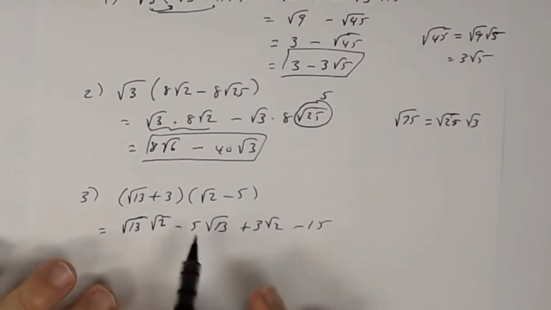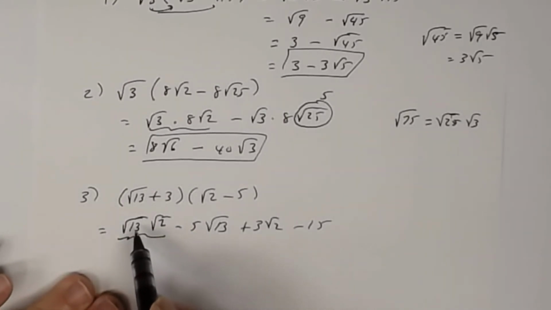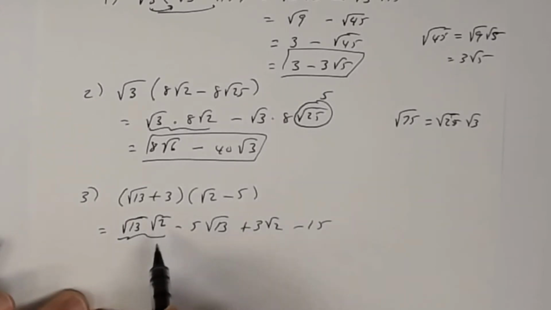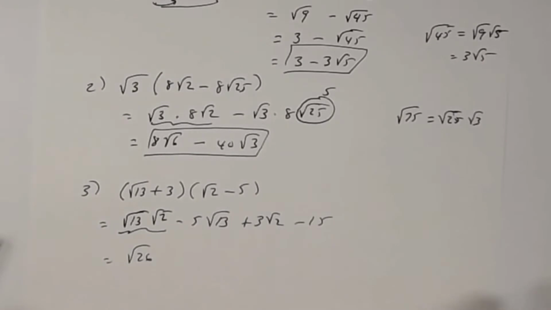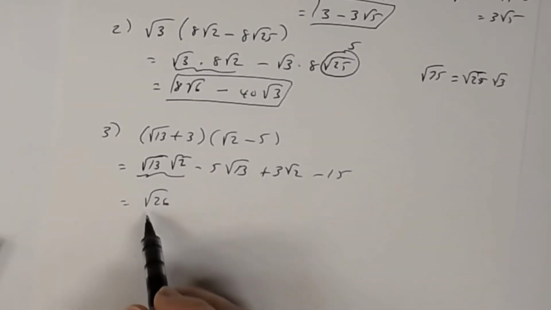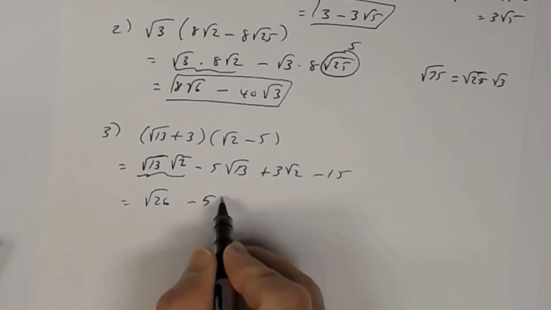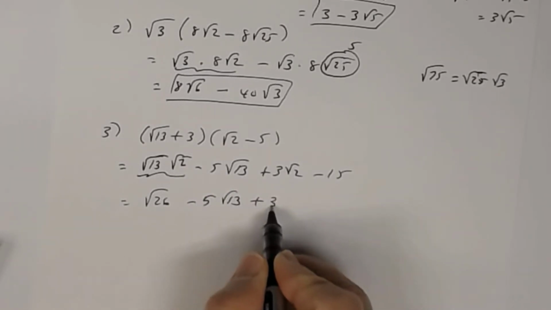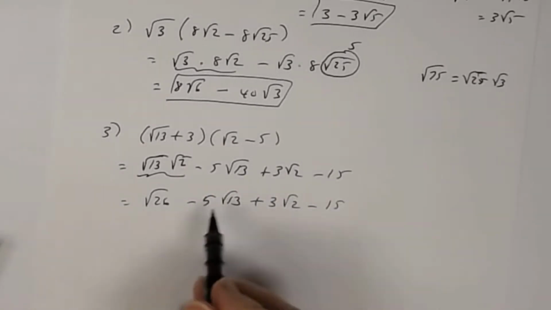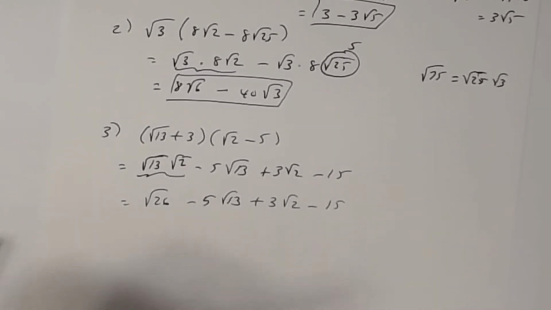Now I got to come in here and simplify as much of this as possible. So I can rewrite this. I can simplify this. That is the square root of 26. And there's no perfect square other than one that is divisible into 26. So that's all I can do here is leave it like this. And then I'm going to go ahead and rewrite all this over. 5 square root of 13 plus 3 square root of 2 minus 15. And none of these terms are like terms. So that's your answer.